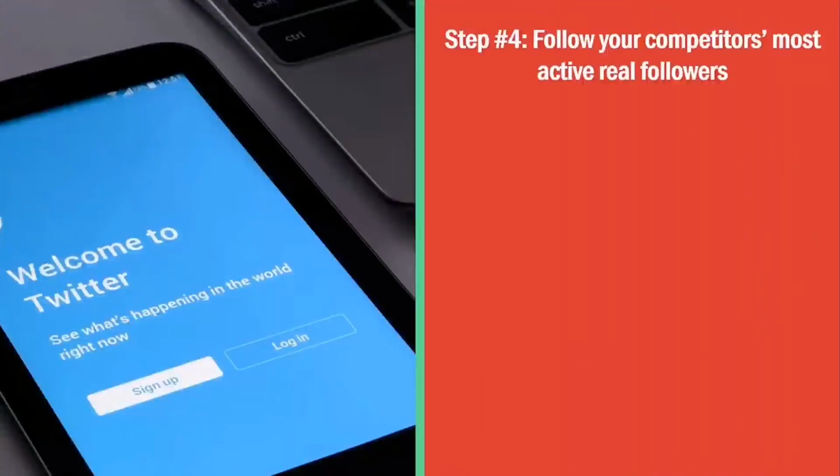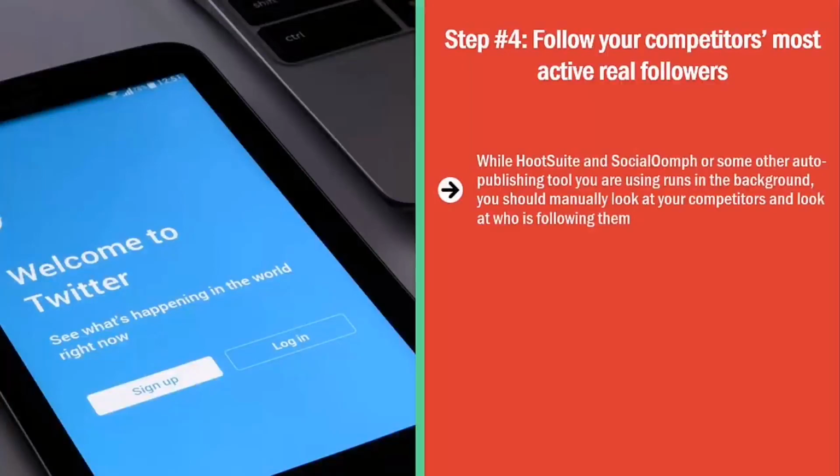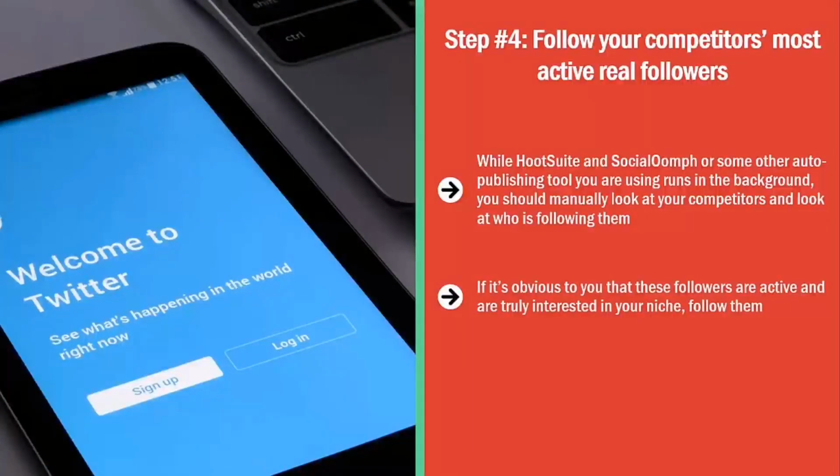Step number 4, follow your competitors' most active real followers. While Hootsuite and Social Oomph or some other auto-publishing tool you are using runs in the background, you should manually look at your competitors and look at who is following them. Go to those accounts and pay attention to the activities of those followers. If it's obvious to you that these followers are active and truly interested in your niche, follow them.